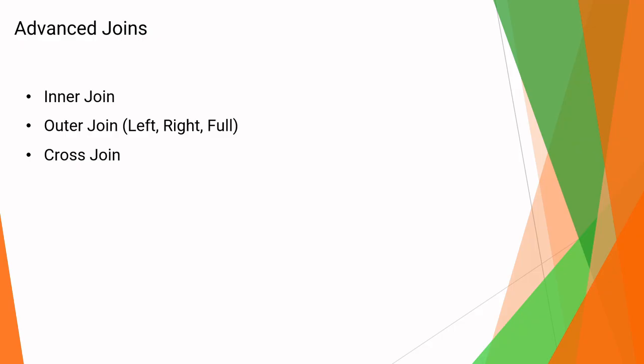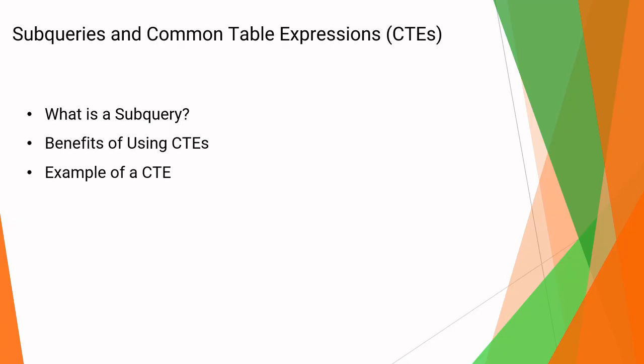Let us dive into advanced joins. We will look at how inner joins retrieve matched records while outer joins can include unmatched records. Subqueries allow us to nest queries within queries, while CTEs make complex queries easier to read and maintain.